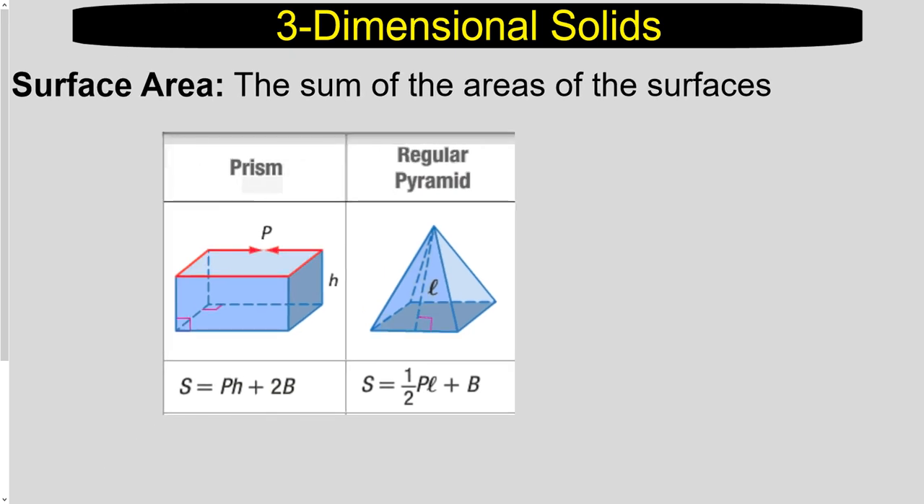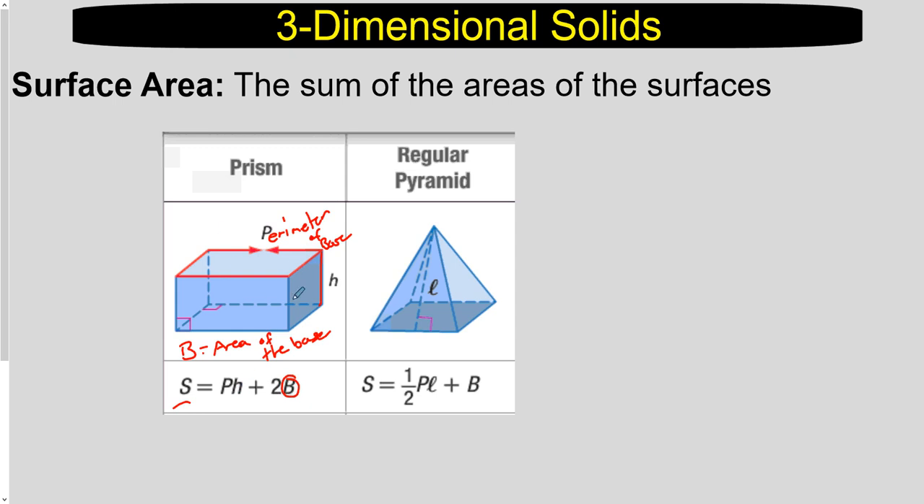So for a prism, surface area is equal to P times H, plus 2 times capital B. P is the perimeter of the base. It's the perimeter of the base times the height, so that's the distance between the bases. Capital B is the area of the base. So we have to add 2 base areas, which makes sense. And then we need the area of all of the connecting faces.